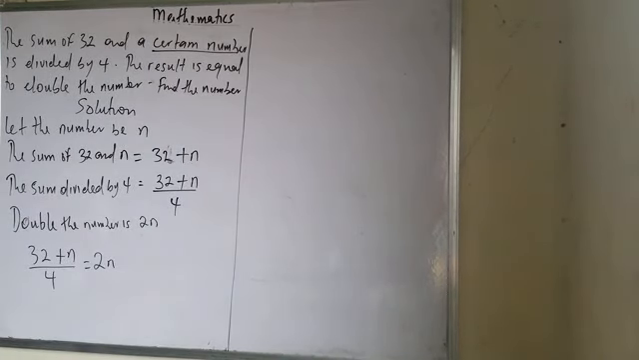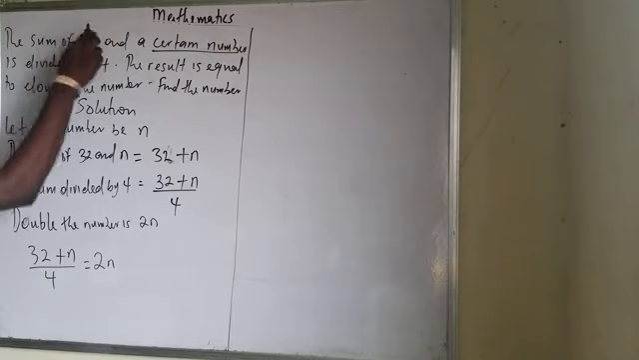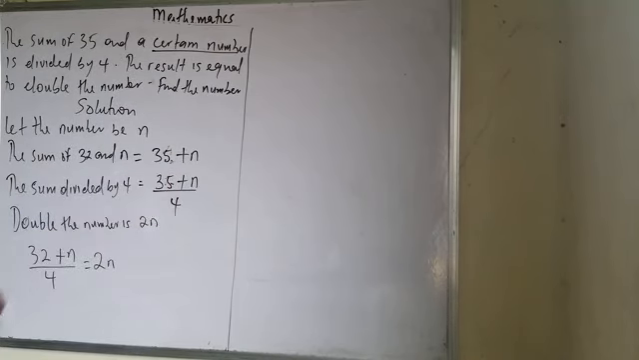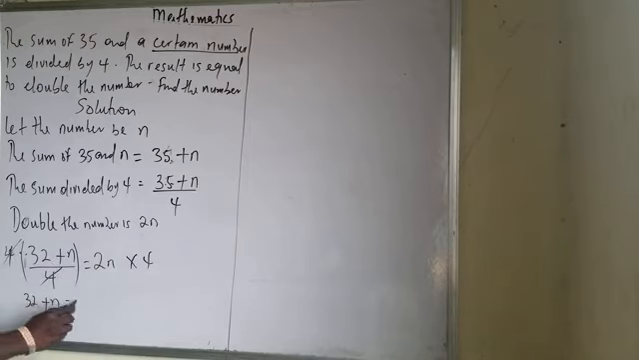Let me use 35 so that I have a real number. Sorry for that. Let me make it 35 so that I'll be able to have good numbers to play with. Now, multiply all through by what? Multiply this by 4, also this by 4. It means I multiply both sides by 4. This I'll be having 32 plus N equals to 8N.